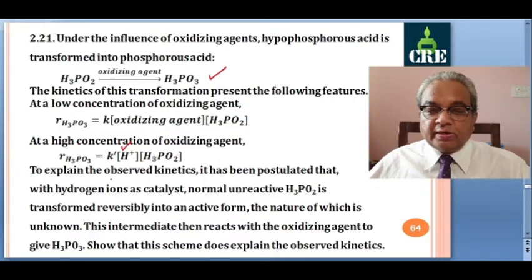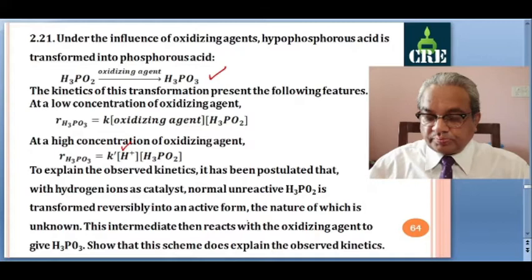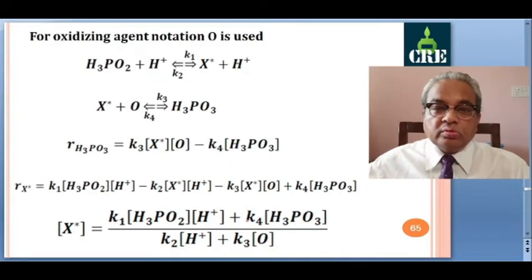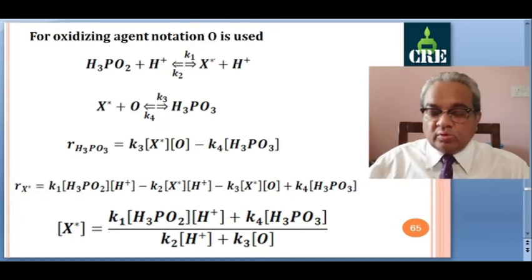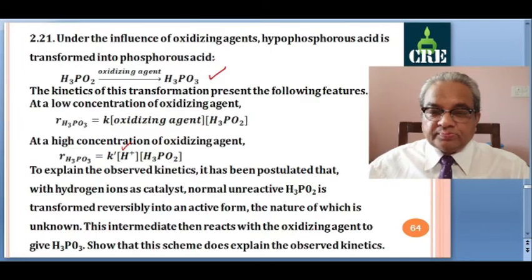To explain the observed kinetics, it has been postulated that with hydrogen ion as catalyst, normal unreactive H3PO2 is transformed reversibly into an active form. The nature is unknown. So, H3PO2 plus this hydrogen ion gives you some complex or intermediate X star plus hydrogen ion. Okay, it has been proposed hydrogen ion as a catalyst.